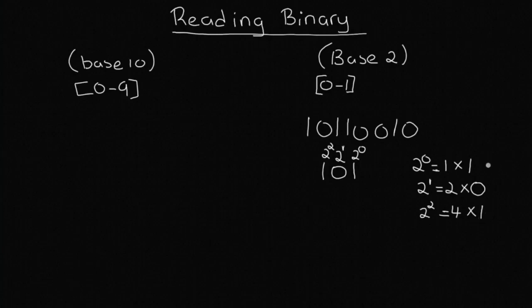So if we multiply 1 by 1, we can see this is going to be 1. If we multiply 0 by 2, we can see this is going to be 0. And then if we multiply 4 by 1, we can see that this will be 4. So if we go and add all these together, 4 plus 0 plus 1 is equivalent to 5. So this is how we're able to understand binary, and we can see that this number 101 is actually equal to 5.